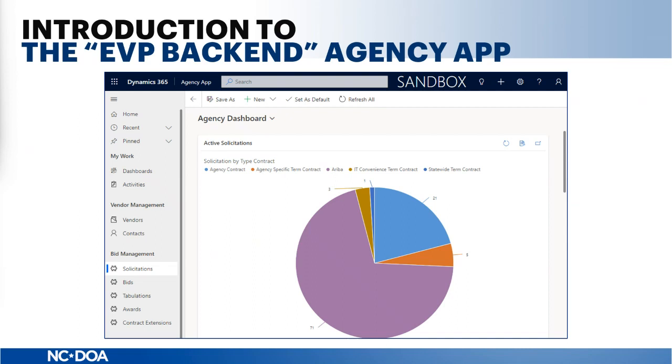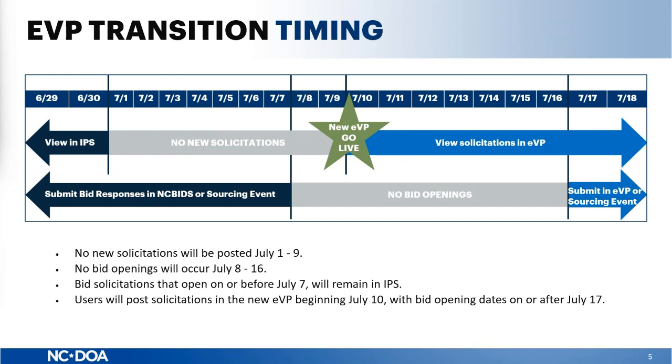Yes, so one of the questions that we got, will bids opened before July 7th need to be posted in IPS? Yes. So you see here, after July 7th, there will be no bid openings in IPS. It has to be posted by June 30th and then opened by July 7th. Any bid opening after July 7th will be opened in the new system.